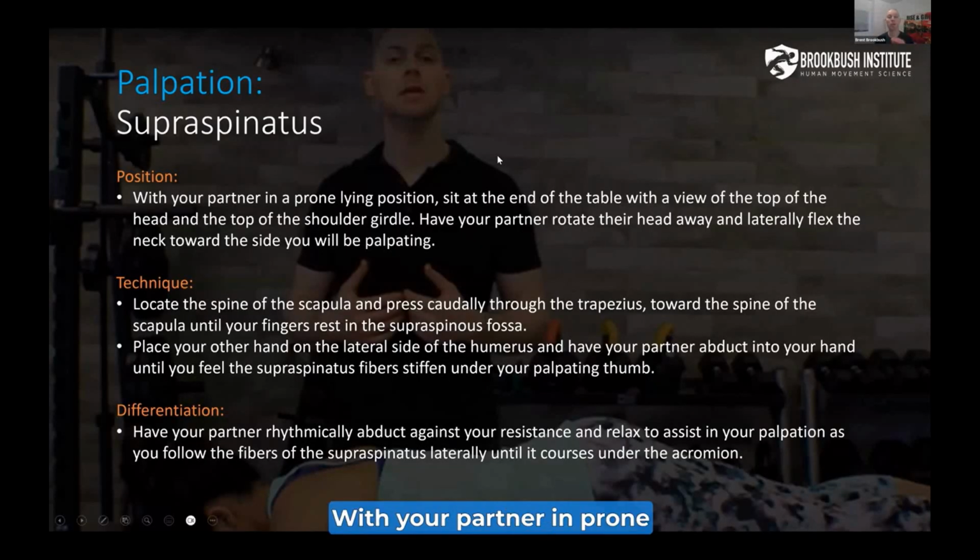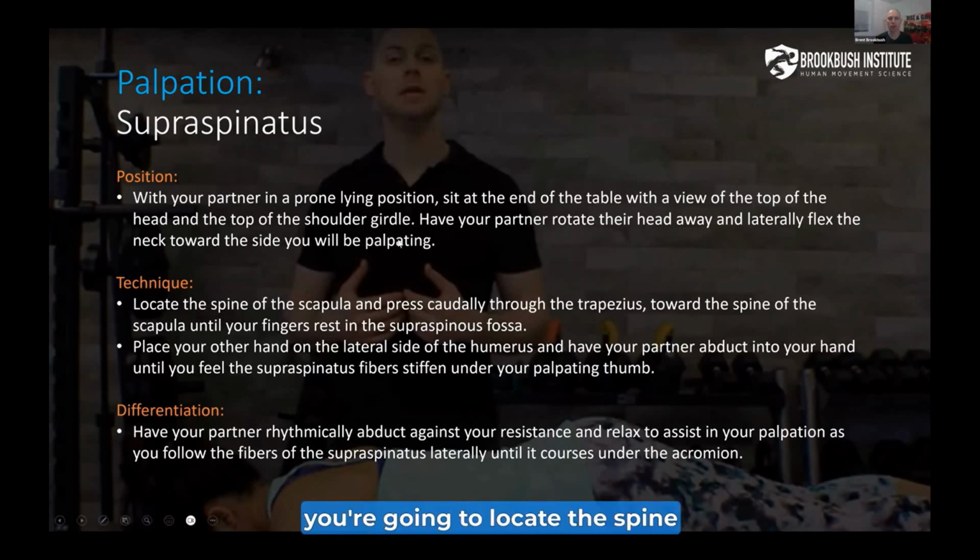Palpation. With your partner in prone lying position, so your partner laying face down in front of you, turn their head facing away from the side you want to palpate, and then move the head towards the side you want to palpate. This is going to help with your palpation by putting the upper trapezius muscle on slack. Remember, the supraspinatus is underneath the upper trapezius. So the first thing we want to do to make it easier on our fingers is turn the head away, right? Because the trapezius rotates away and then ipsilaterally flexes to the same side. So all we're going to do is do that passively to shorten the muscle, but without them actively contracting, that'll just make it all soft.